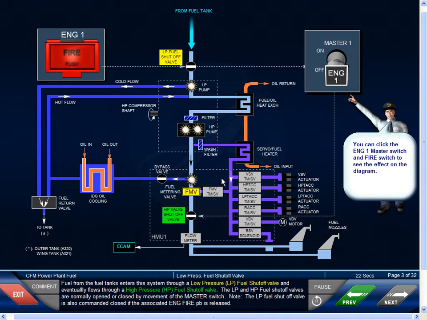Fuel from the fuel tanks enters this system through a low-pressure fuel shutoff valve and eventually flows through a high-pressure fuel shutoff valve. The low-pressure and high-pressure fuel shutoff valves are normally opened or closed by movement of the master switch. Note, the low-pressure fuel shutoff valve is also commanded closed if the associated engine fire push button is released.